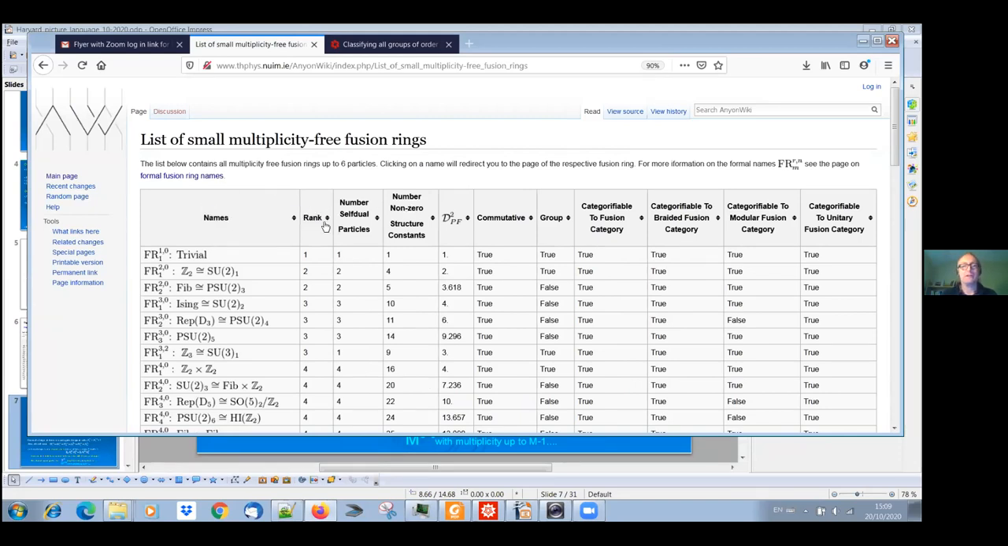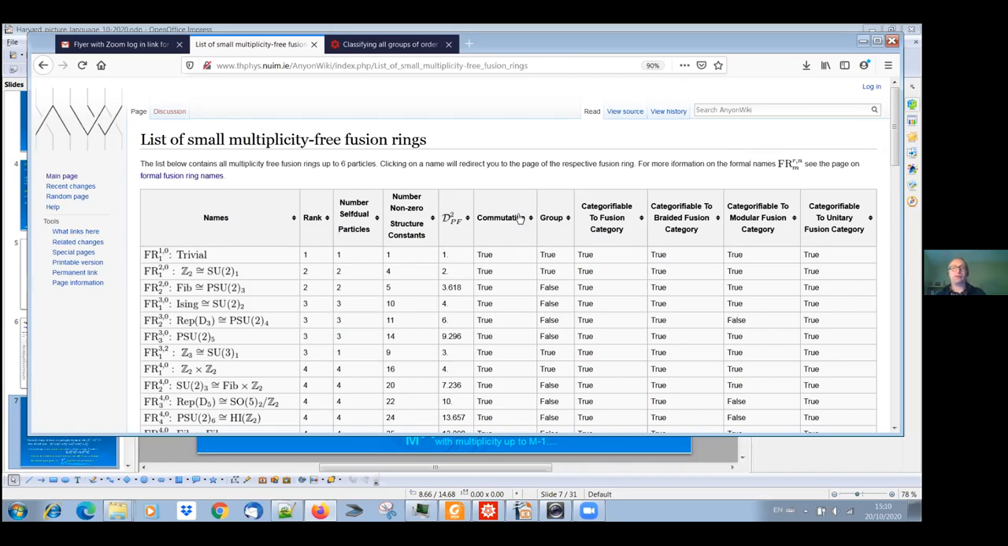But more interestingly, you can see that this is a table with a bunch of properties: obviously the rank, the number of particles, the number of self-dual particles, the number of non-zero structure constants in the ring, the square of the total quantum dimension, whether it's commutative, whether it's a group, whether it can be categorified to a fusion category, or be a graded fusion category or a modular fusion category, and whether it can be categorified to a unitary fusion category.